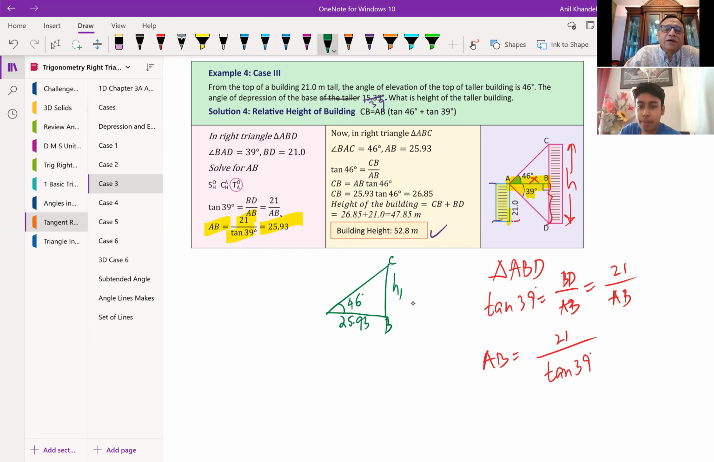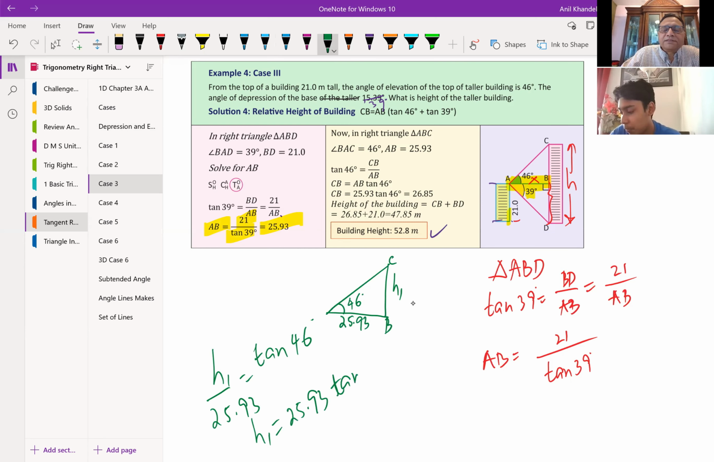Yes, sir. So H1 over 25.93 will be equal to tan of 46. Using a calculator, you can calculate what tan of 46 is, and then you can find that upper height as 25.93 times tan of 46, correct? As I've shown here in the calculations, you multiply 25.93 with tan of 46, and you'll get 26.85 as this particular height.